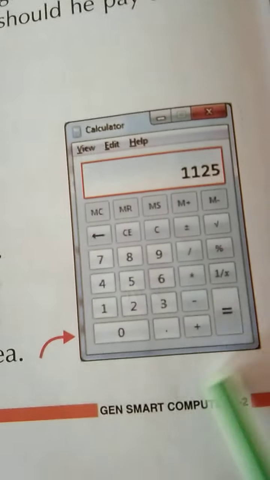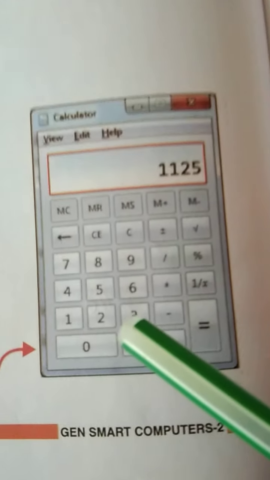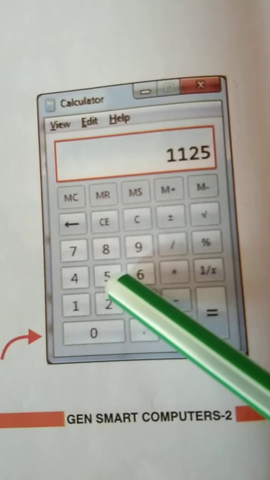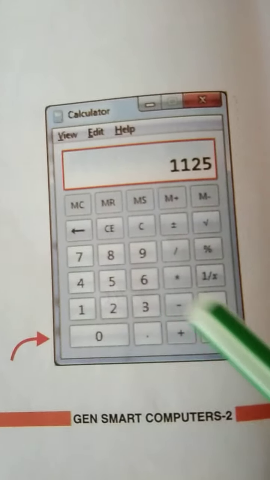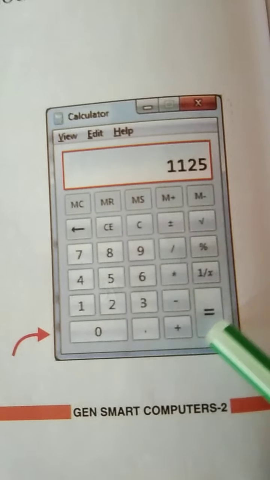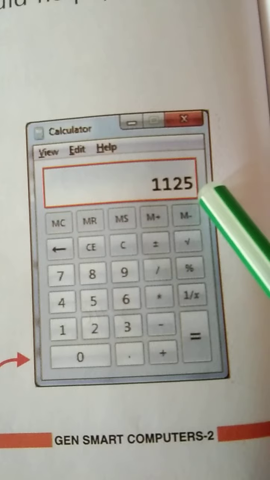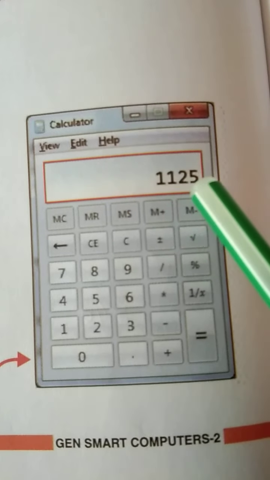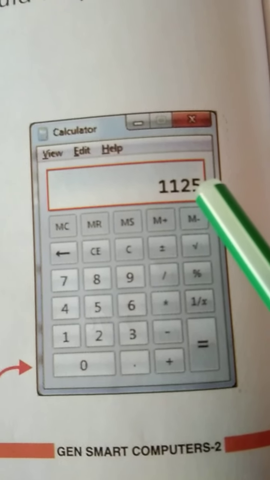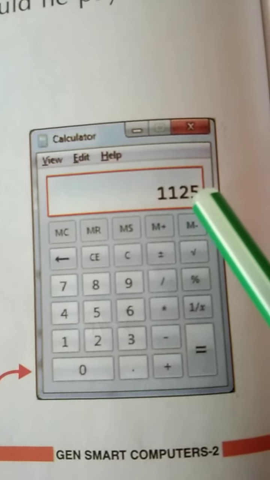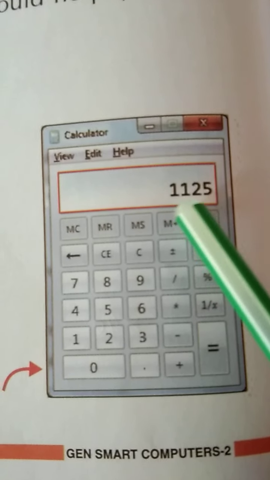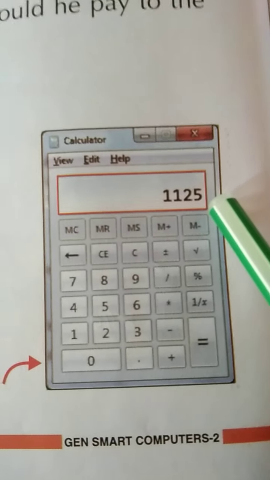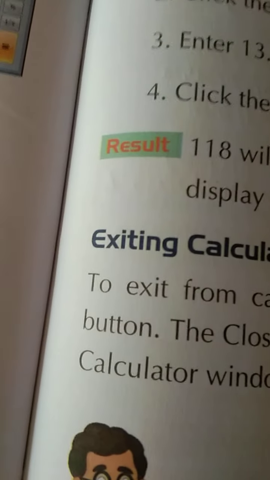This is the computer calculator and the price is 75 multiply 15 equal to sign, press here and in the display area you will get the answer 1125. That means Mohan has to pay the shopkeeper 1125 rupees. Now on the next page, the next sum on page 45.